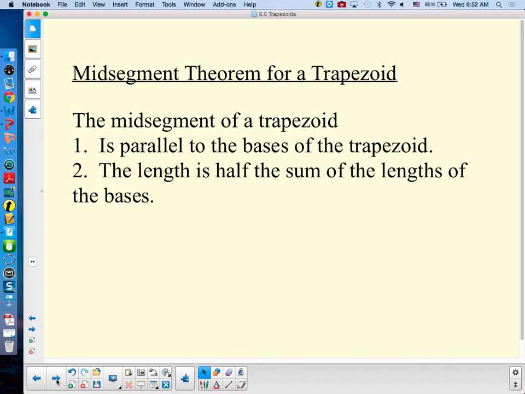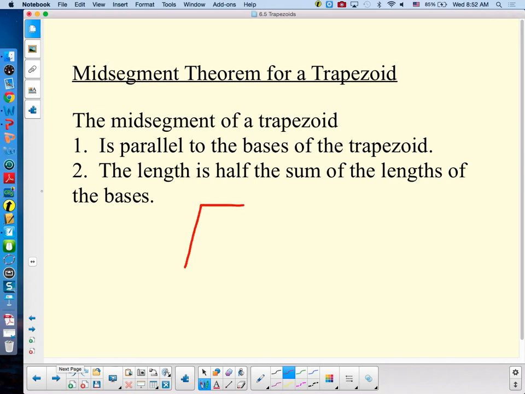Okay, so here is the two-part mid-segment theorem for the trapezoid. I don't have a theorem number for this one. I don't think your book actually numbered it for some reason. So call it midsegment theorem for a trapezoid. Two things about the midsegment. The midsegment is parallel to the bases of the trapezoid, and the length is half the sum of the lengths of the bases.